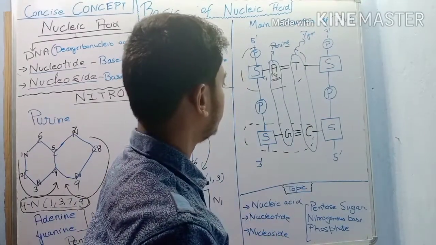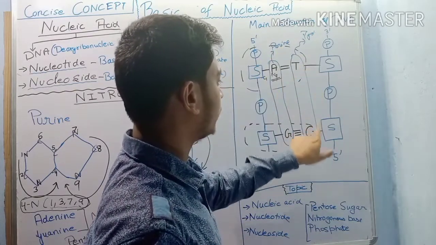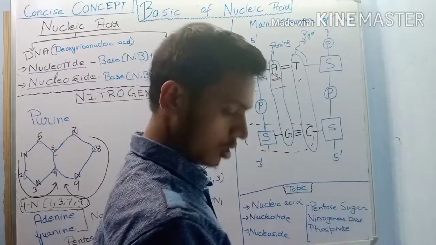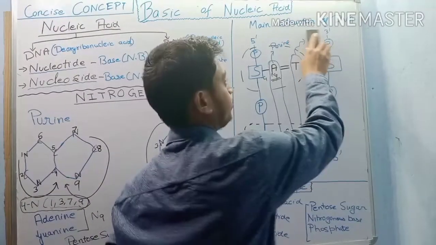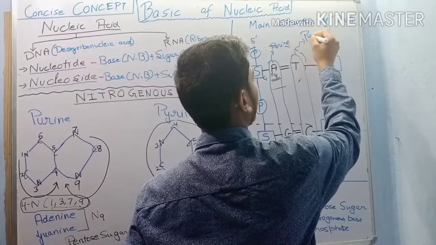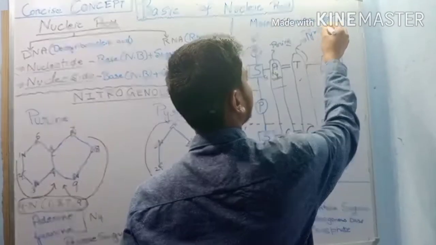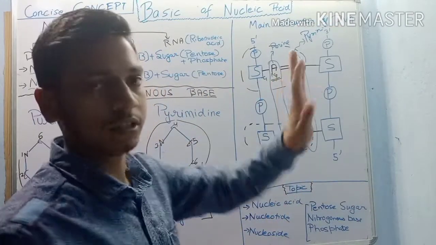This A and G is called purine, and T and C is called pyrimidine. I have written just pyrimidine. This is called purine and this is called pyrimidine. So how it is arranged, I will explain here.